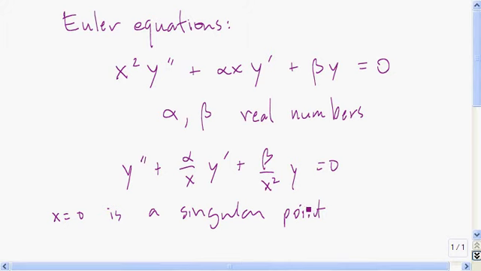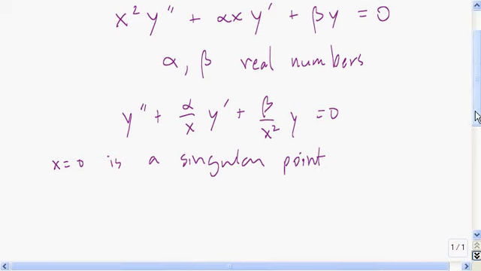Okay, so since x equals 0 is a singular point, I know that we do not have a power series solution centered at 0. But let's check to see whether or not x equals 0 is a regular singular point, because regular singular points are the next easiest thing to deal with.